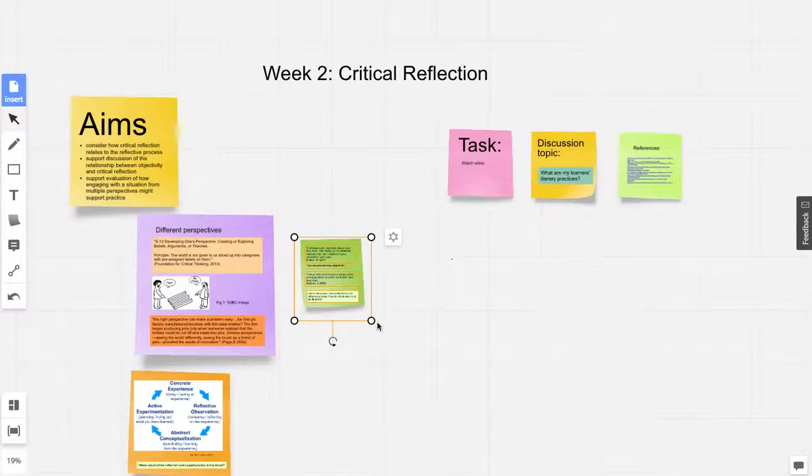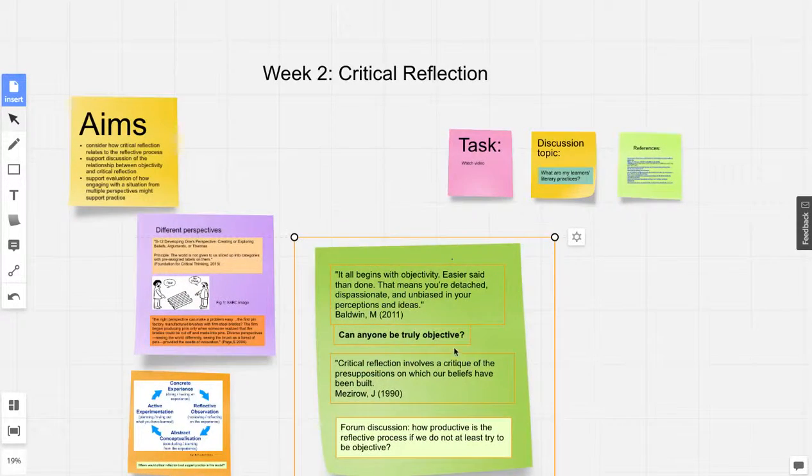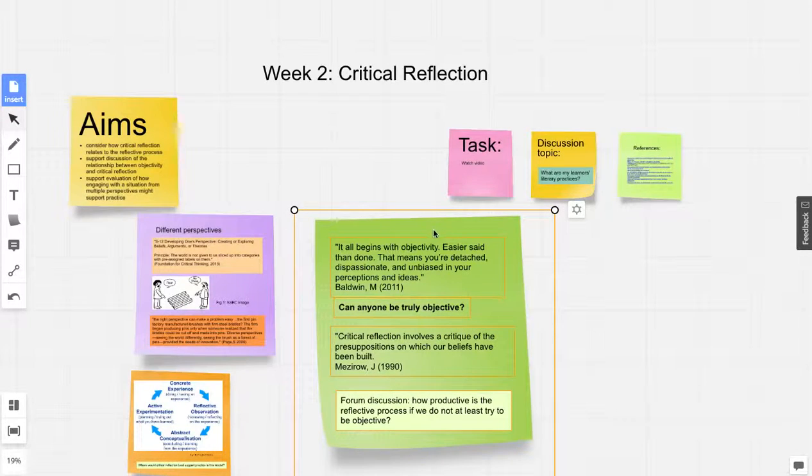So we're going to look now at objectivity. It all begins with objectivity. Easier said than done. It means you're detached, dispassionate and unbiased in your perceptions and ideas. And the question I'd put out here is, do you think that anyone can be truly objective? And we can use this perhaps as a forum discussion. Is it possible to be objective? I would say no. I would say true objectivity is almost impossible to attain, but you could prove me wrong.